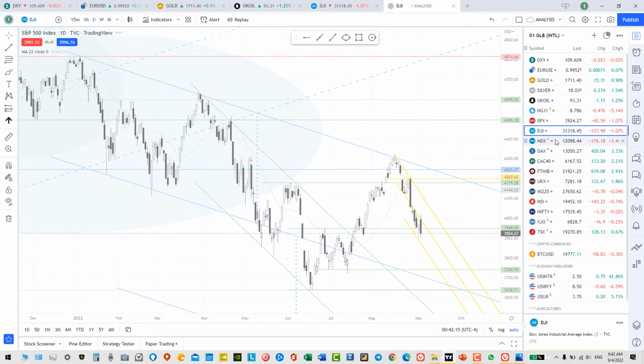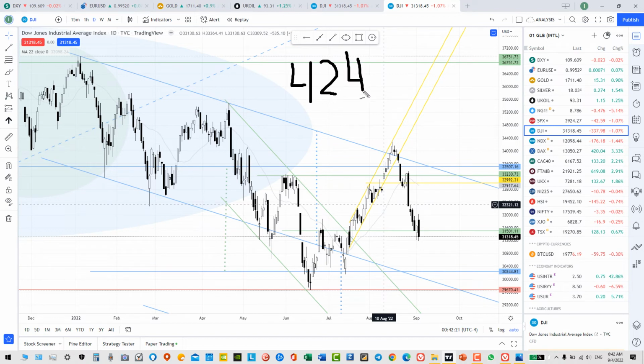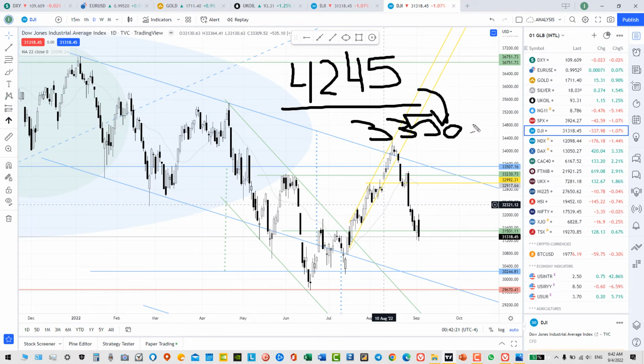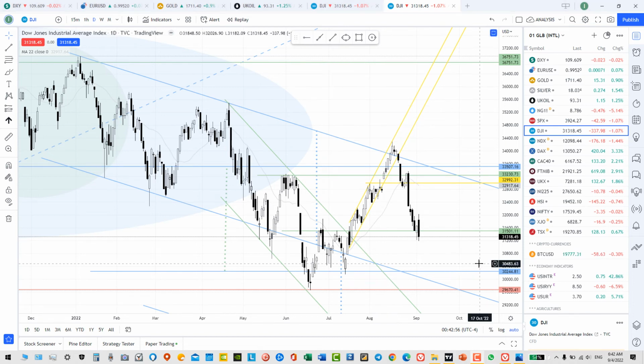For the other indexes, I think the picture is identical with a little difference in the numbers, where you can find the 4245 of S&P is the 33,500 in Dow Jones. This is the match of the 4245 of the S&P, and instead of 3,700 the target in S&P, it is around 30,000 the target in Dow Jones. The picture is identical, the difference is just numbers.